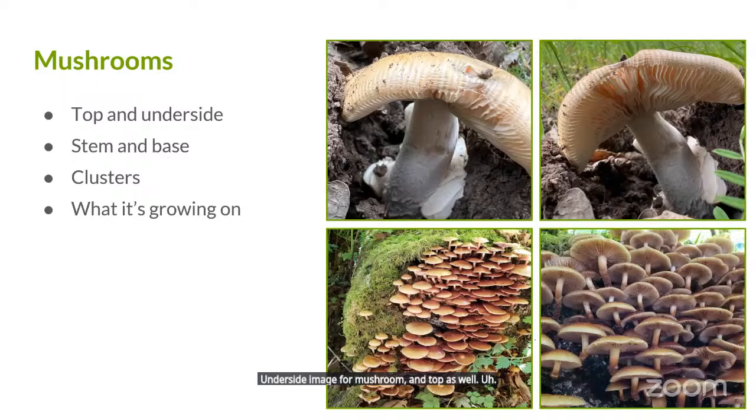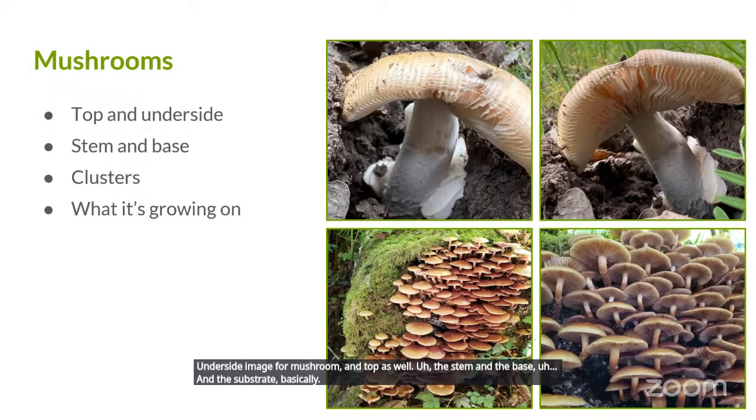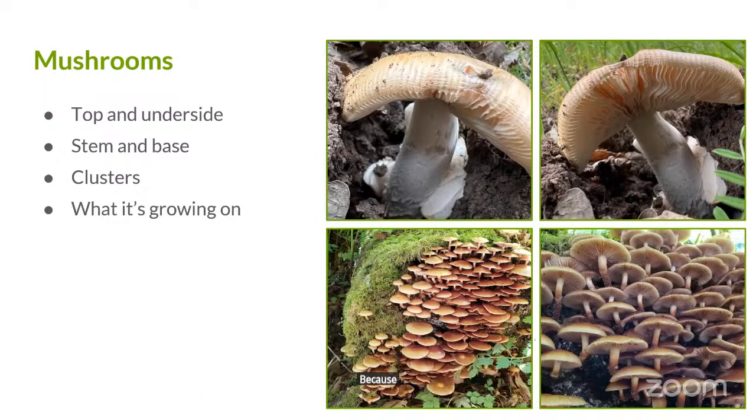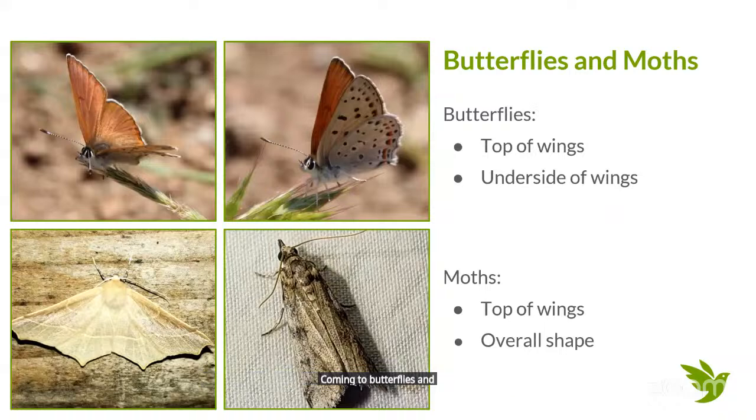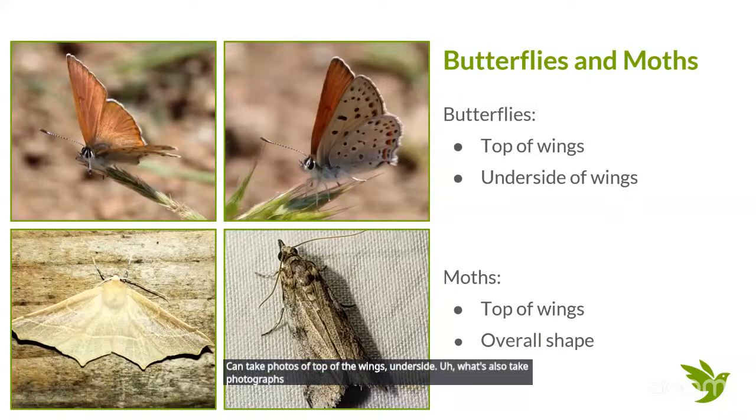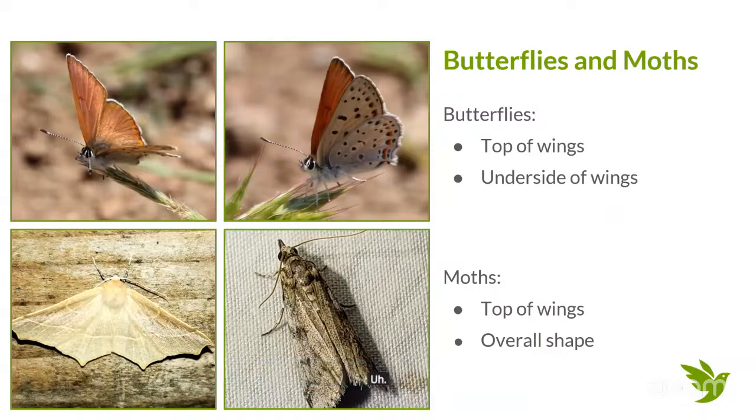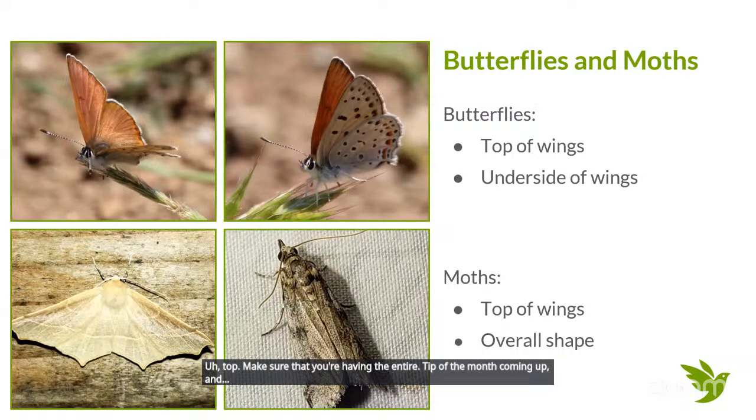Also the stem, the base, and the substrate, basically what it is growing on, because mushrooms can be classified based on the substrate they are growing on. Coming to butterflies and moths, for butterflies you can take photos of the top of the wings and the underside. For moths also take a photograph from the top. Make sure you capture the entire shape of the moth and try to take side angles as well for both of them.